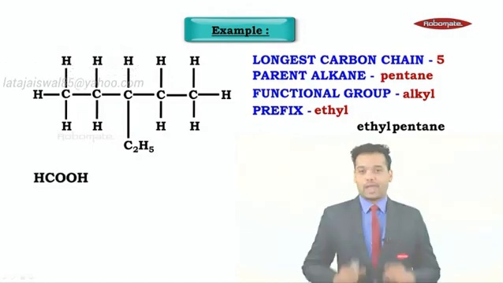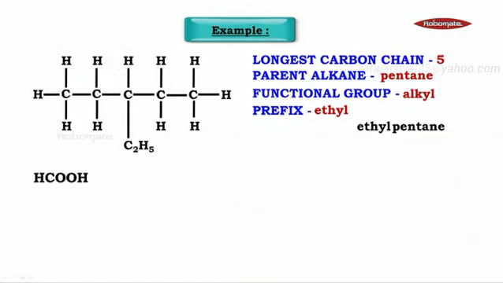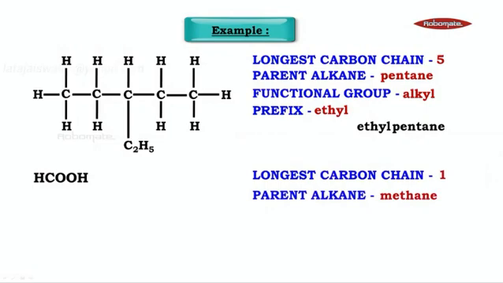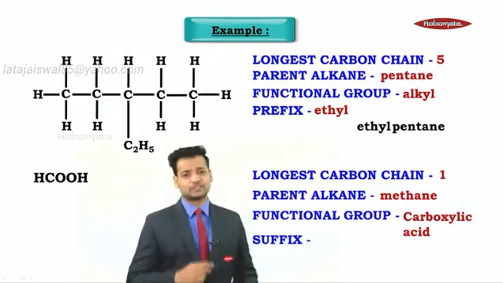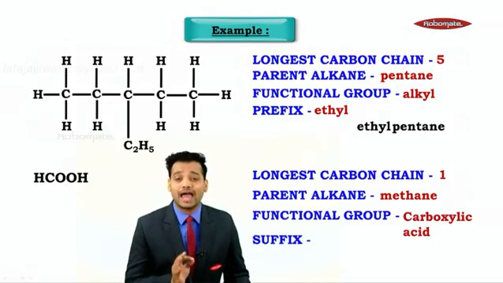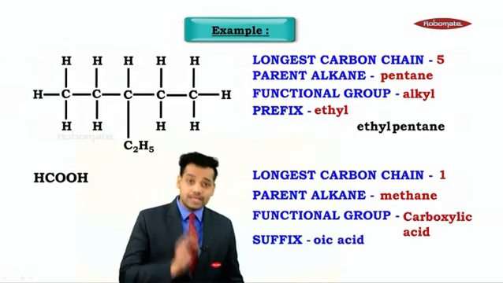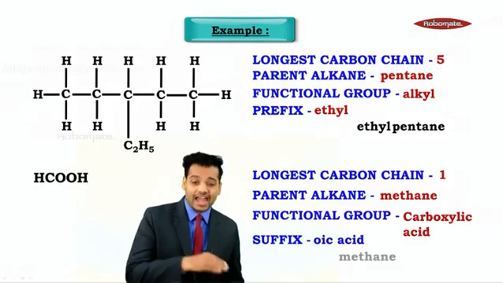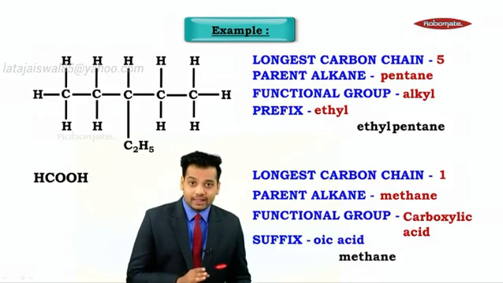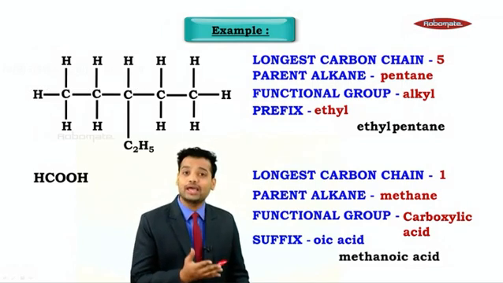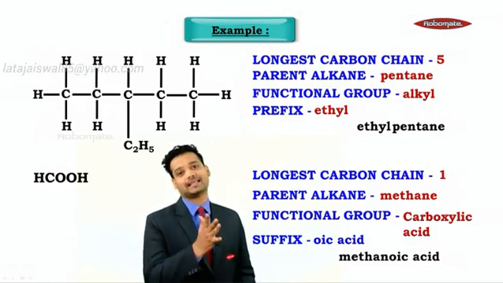One more example to go, HCOOH. So HCOOH is nothing but, how many carbons? There's only 1 carbon, so the name would be methane. And in this methane, you can clearly see the bond, the O will suggest to you that it is a COOH, that is a carboxylic acid. And what was the suffix for carboxylic acid? It was oic acid. And because of that oic acid, methane suffix, meaning add the oic acid after methane, remove the E, add the oic acid, methanoic acid.